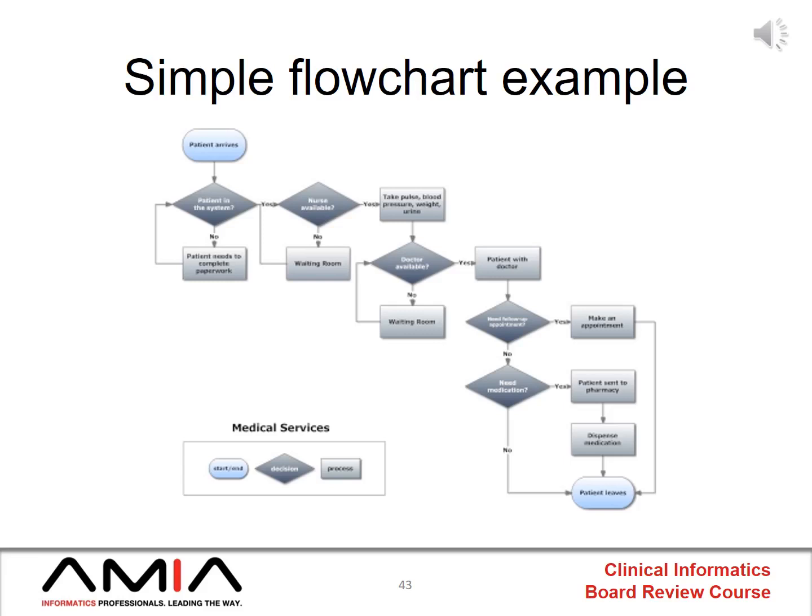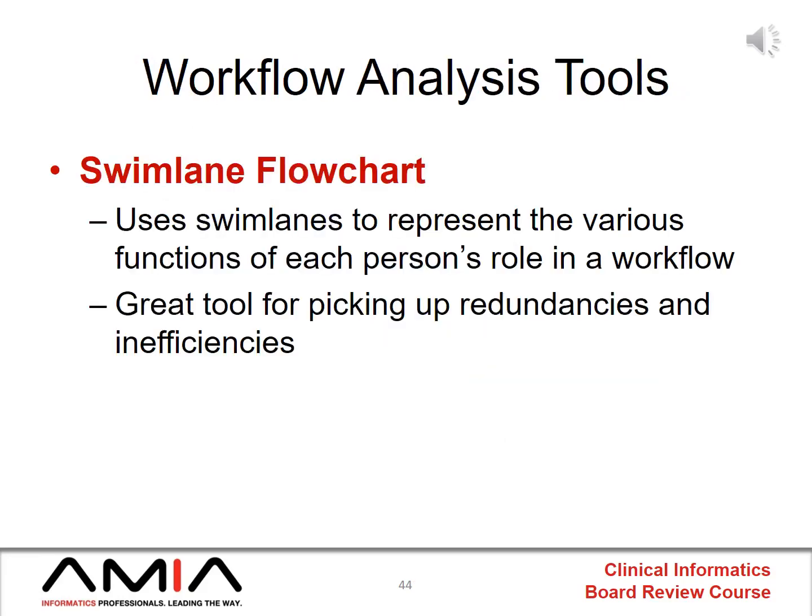Now, you should note that for each step in this process, it isn't always clear which individual is performing that task or making that decision. A swim lane flowchart takes a simple flowchart to the next level in that it uses swim lanes to represent the various functions of each person's role in a workflow, in addition to the processes and decision points that occur during a workflow. It is a really great tool for picking up redundant workflows and inefficiencies.